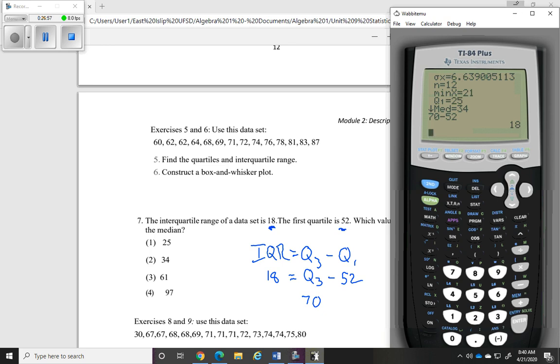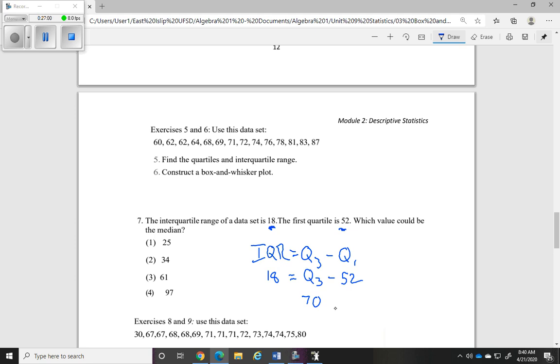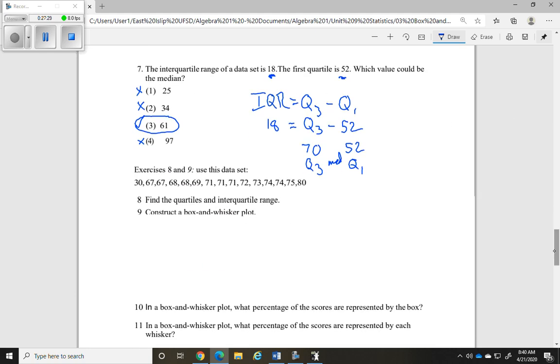So the median, I don't know exactly what the median is, but the median has to be between 70 and 52, because this is quartile 3, this is quartile 1. The median comes between the two of them. So it can't be choice 1, it's too low. Can't be choice 2, it's too low. Could be choice 3, and it can't be choice 4, it's too high. So the choice is choice 3. So do you see you have to use some common sense, which really is logic skills in mathematics.